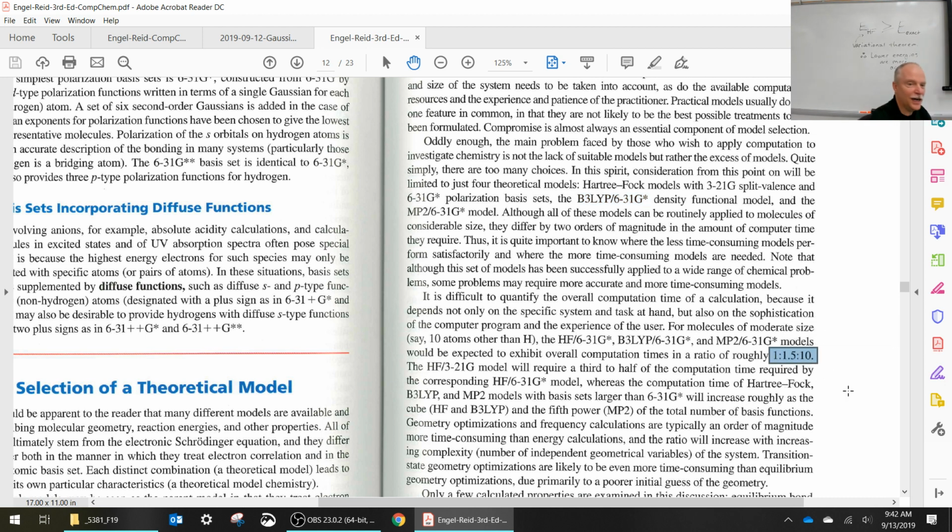So if 1 is the Hartree-Fock with 6-31G, 1.5 is density functional theory, and 10 is MP2, the MP2 calculation takes 10 times longer with the same basis functions as the HF calculation. Okay? And so that's what we would call a costly upgrade, right?